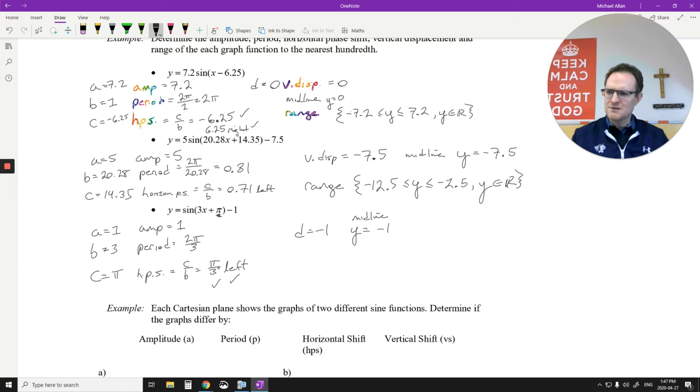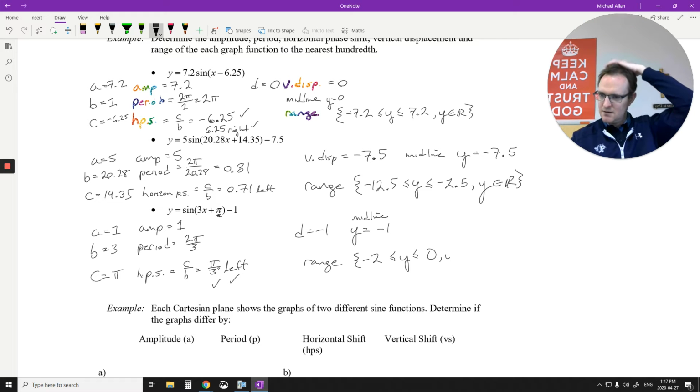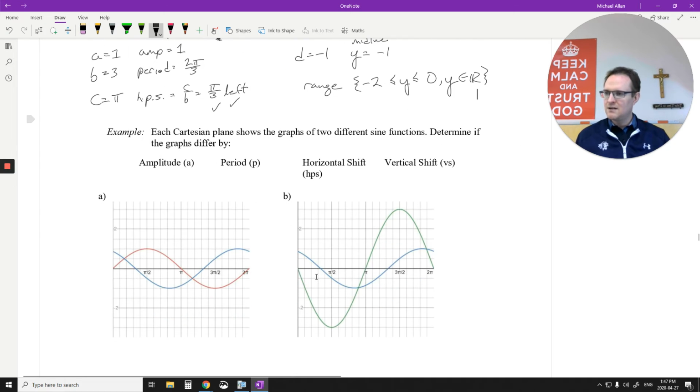This is my vertical displacement, so I'm just going to ignore the next part. And my range is going to be from my midline, negative 1, up 1, and down 1. So my down 1, so negative 1 down 1 is negative 2. So negative 1 minus 1. And then negative 1 plus 1, so up to 0. There you go. Looking pretty good.